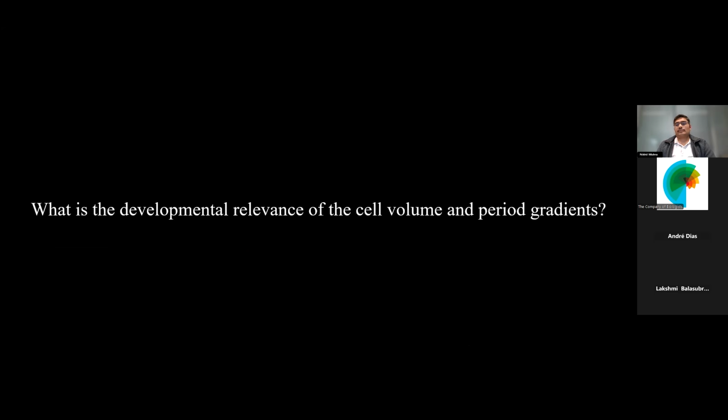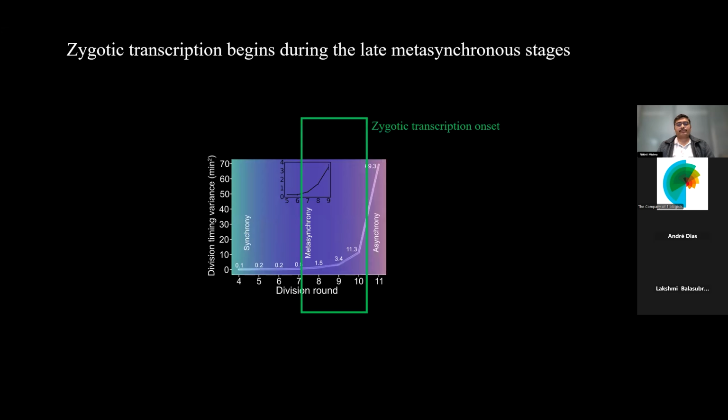But why is all of this relevant? As I said, the second question that I was interested in was what is the role of the cell cycle gradient?